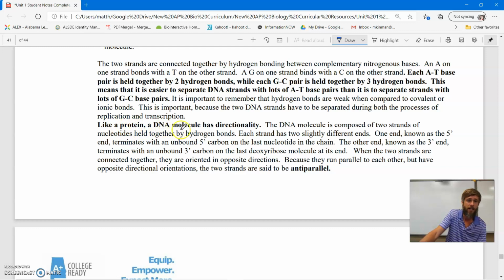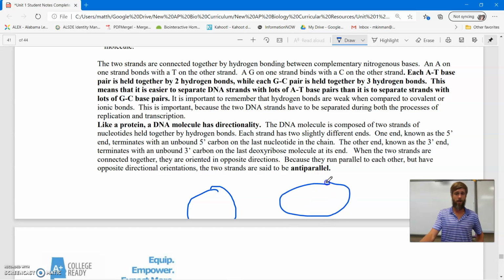Like a protein, a DNA molecule has directionality. In proteins, the directionality comes from the structure of the amino acids. On one end you had the amine group, on the other end you had the carboxyl group. In this case, the DNA molecule is composed of two strands of nucleotides held together by hydrogen bonds. Each strand has two slightly different ends. One end, known as the 5' end, terminates with an unbound 5' carbon on the last nucleotide.